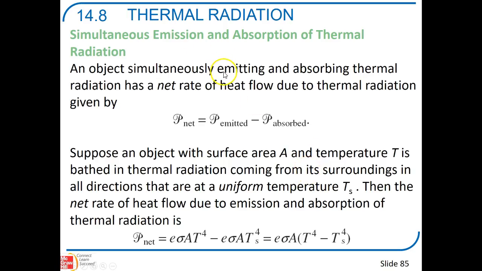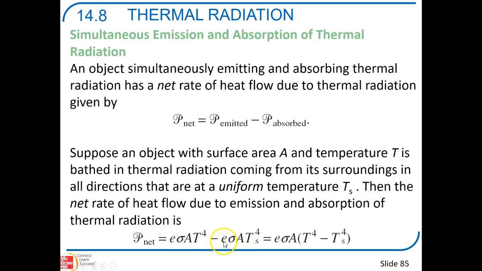Moving on, this is simultaneous emission and absorption. Remember we said that an object can both emit and absorb thermal radiation, so it has a net rate of heat flow. I have an object with a surface area A and temperature T. It's bathed in thermal radiation coming from the surroundings that are uniform, at temperature Ts. Then the net rate would be equal to the equation you see here. All I've done is use my second equation that we went through earlier in the thermal radiation section, and I'm just finding the difference between the two to find that net rate.